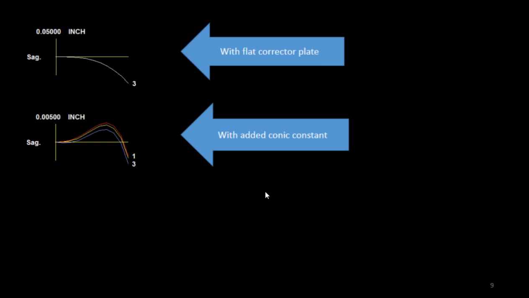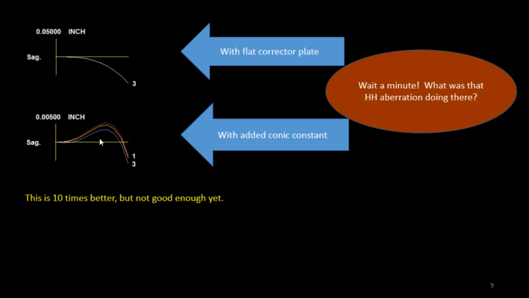Let's run that optimization, and here's what you see. With the flat corrector plate, a lot of aberration. With the added conic constant, it's about 10 times better. But it's not good enough yet. We have to do more.